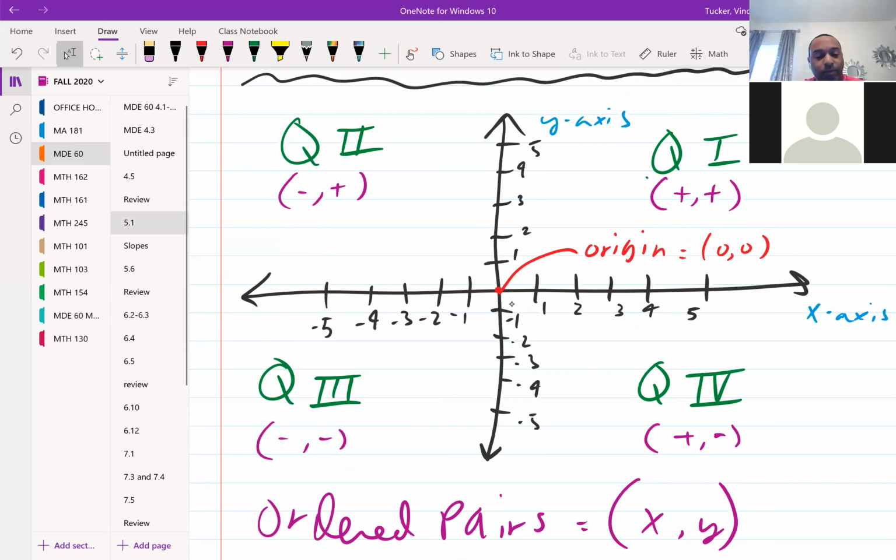You can think about your run and then jump, or you walk, then go down to the elevator. Or just remember that X comes before Y in the alphabet. Your X move is first, then your Y move. So your horizontal move first, and then your vertical move.